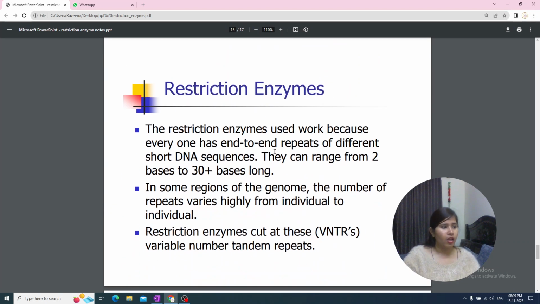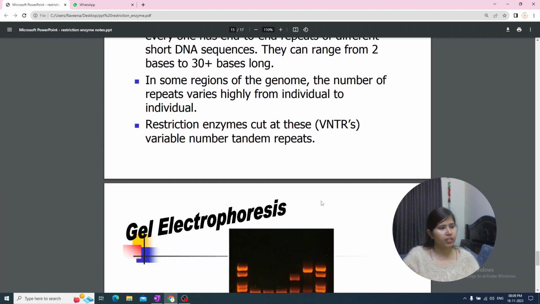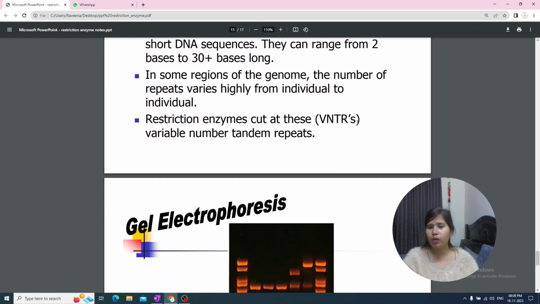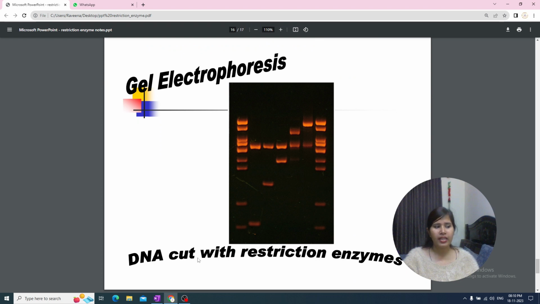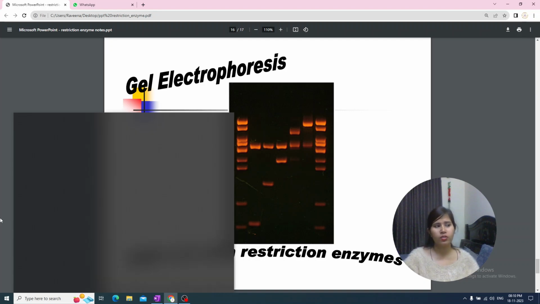VNTR, that is variable number of tandem repeats, you are going to obtain with the help of restriction endonuclease. This is the main gel electrophoresis, DNA cut with restriction enzyme. So here you can see the orange band of DNA, undigested DNA or digested DNA. Leave it. I will explain everything in the gel electrophoresis presentation. So for today, this was all.